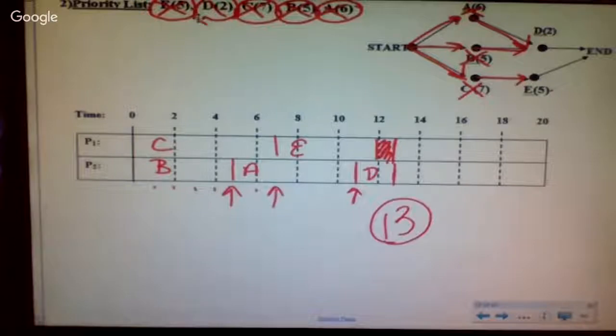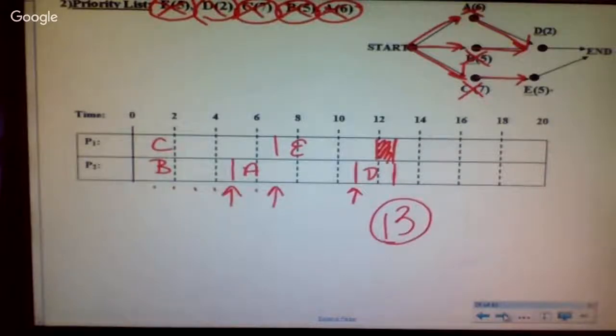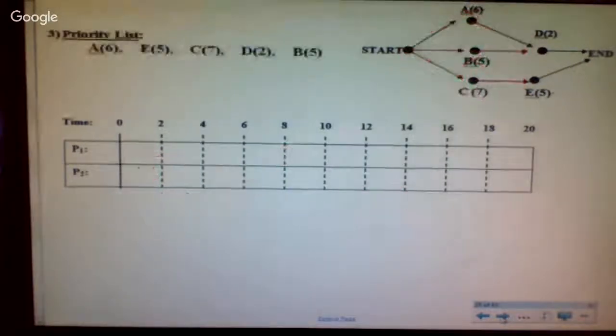Okay, so just a matter of the order that I told you to do things in, we just had a 4-hour difference. So it matters how I tell you to do things. It matters the order that things need to be finished in. Last one.